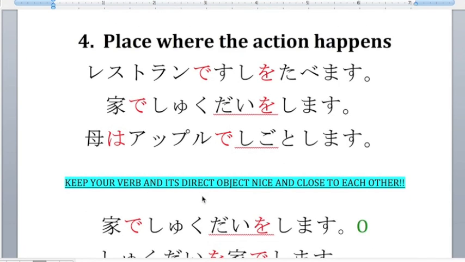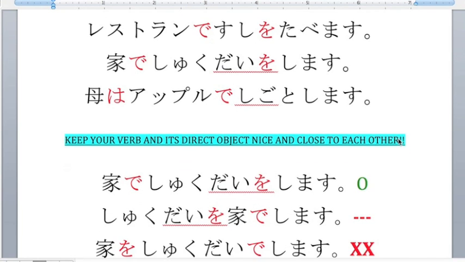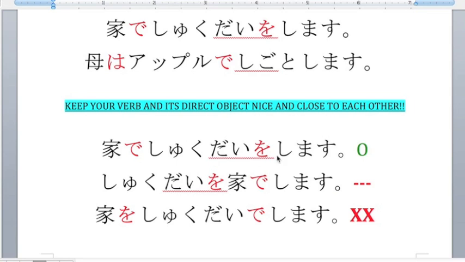Now, as always, I'm going to remind you once again, keep your verb and its direct object nice and close to each other. Take a look. "Uchi de shukudai o shimasu." We already know that's great. I do homework at home. No problem. But if we say "shukudai o uchi de shimasu," once again, you get your meaning across, but it's not great. We're going to keep it neutral.